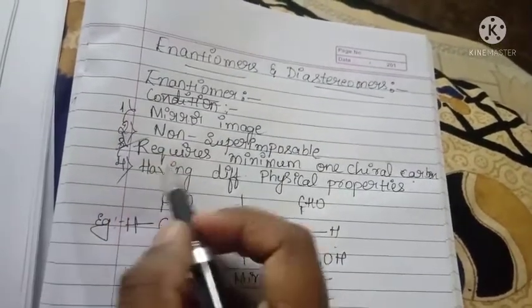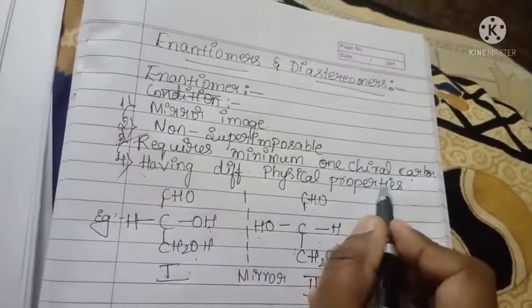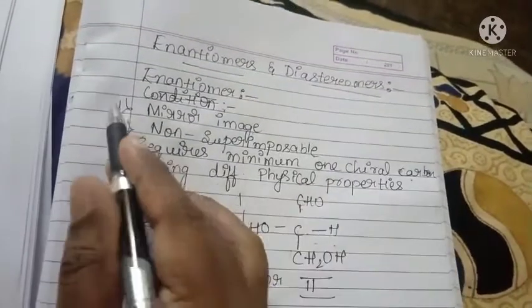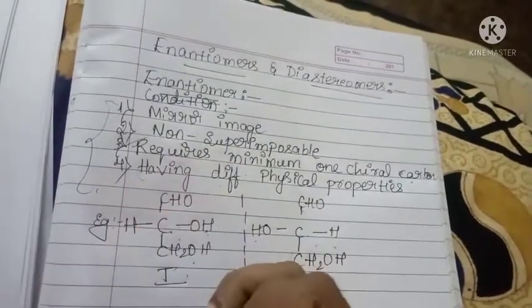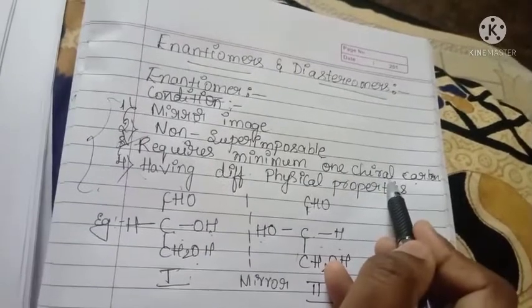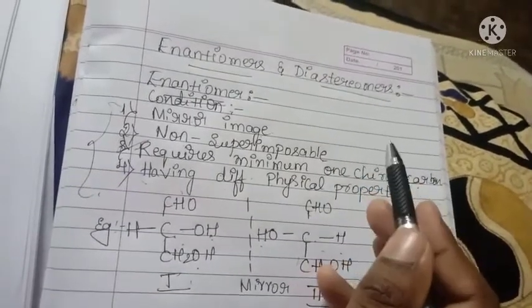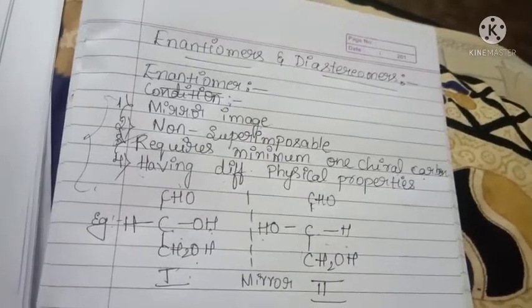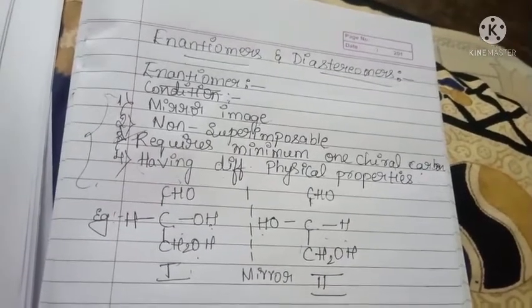Third one is also right. Then having different physical properties. These two have different physical properties. These are the conditions for enantiomers. Do you get it? Minimum it has 1 chiral carbon. More than 1 chiral carbon can also be present in the enantiomers, but minimum it needs 1.